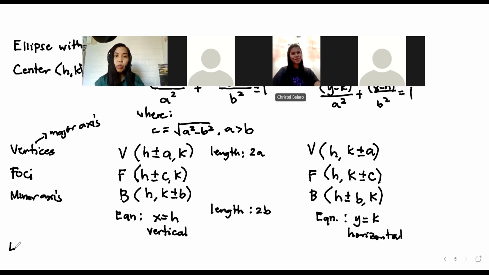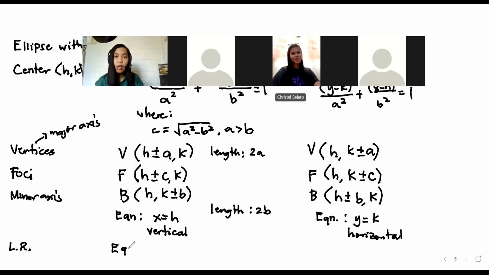And for the latus rectum, ito lang yung mga additional information, just in case na mabanggit sila sa, you're going to find the equation of the ellipse given the following conditions. Pero pag naman nagsosolve tayo, hindi naman na sila kinukuha. Just in case lang, pag given ang condition.